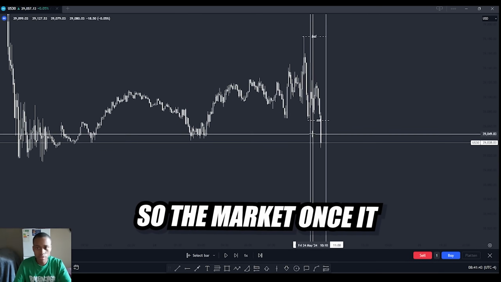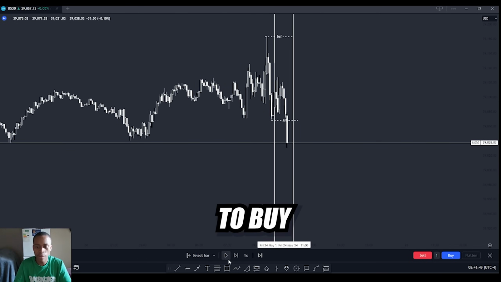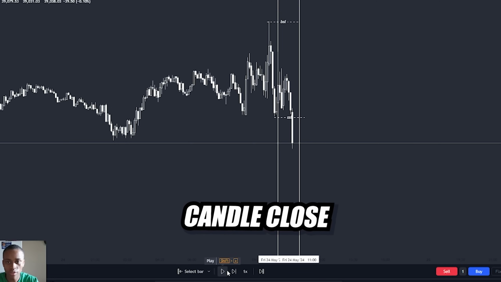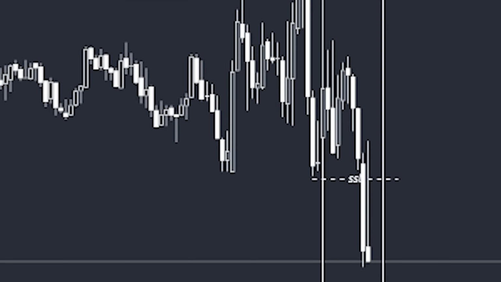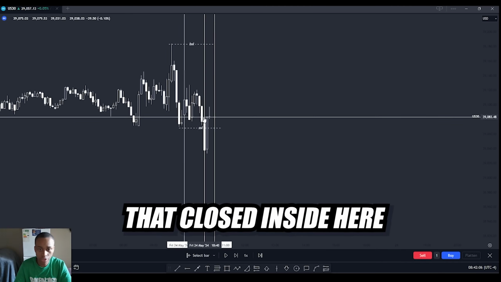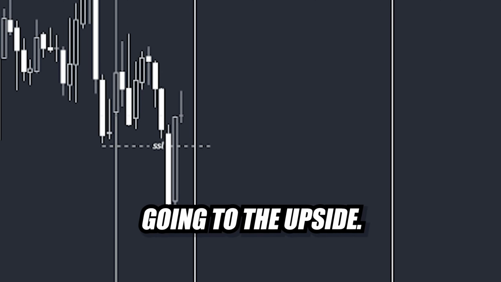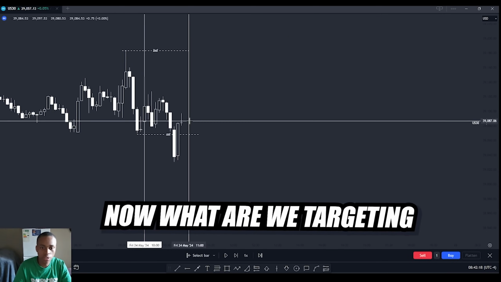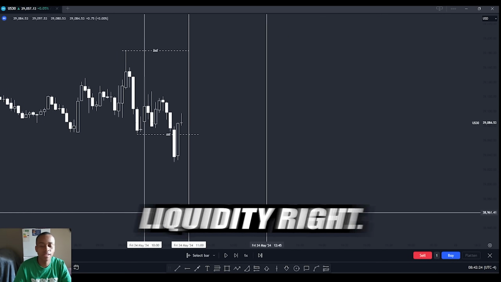So if you look back, you can see that there are other points of liquidity right there, right? So once the market sweeps the sell side liquidity, since we're anticipating a buy, we're going to look for a candle close to the upside, which has to be a bullish candle, right? Now this candle right here, the candle that closed inside here, closed as a bullish candle, right? So that gives us a clear idea of, yeah, you're going to the upside. Now, what are we targeting from here?